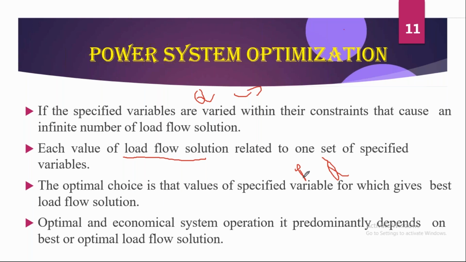After finding the load scheduling, it makes the system operation optimal and economical. It predominantly depends on the best operating load flow solution. So it means that scheduling is a process involving both the generation side as well as the transmission side, so we can say the complete power system side.